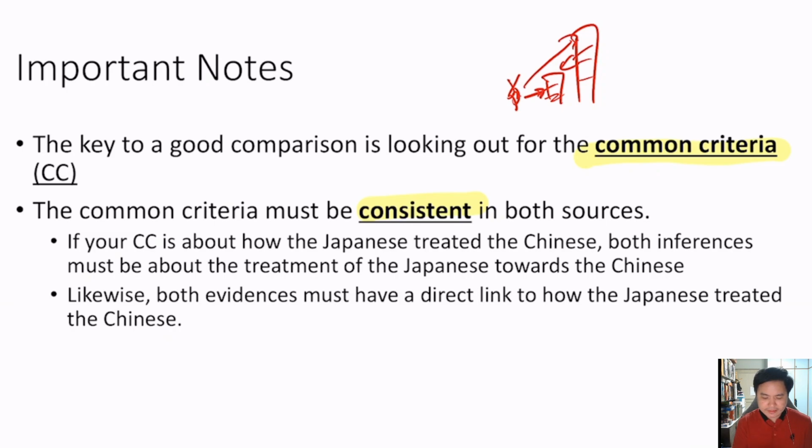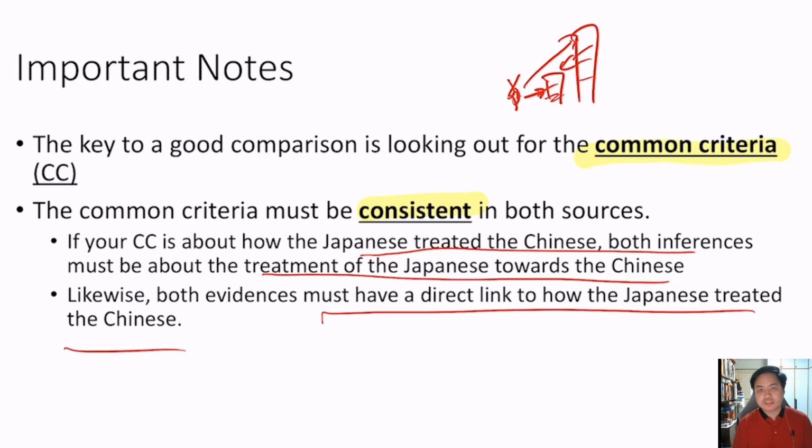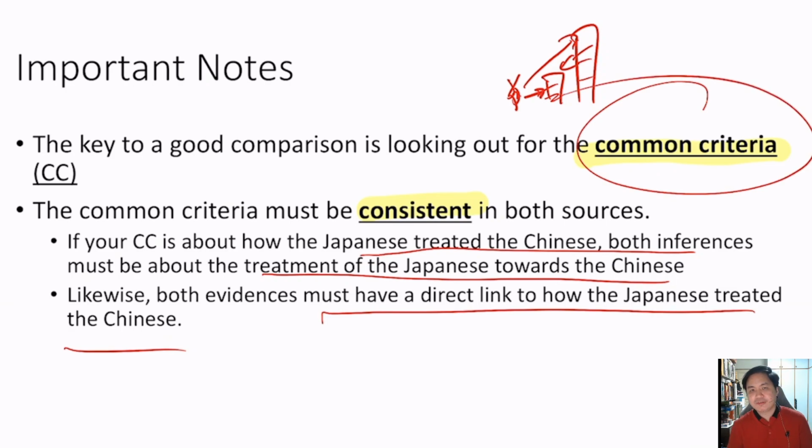For example, if your CC is about how the Japanese treated the Chinese, then both inferences must specifically be about the treatment of the Japanese towards the Chinese, not the Malays, Indians, or Europeans, right? It must be the Chinese. Hence, you must be consistent. Make your common criteria clear at the start. Likewise, both evidences must have a direct link to how the Japanese treated the Chinese, right? So make sure you're quoting the right things. Make sure in your quoting of evidence that the characters are there, the actions are there that can imply the criteria that you are making. All right, so common criteria, very important to have a good common criteria in your comparison.